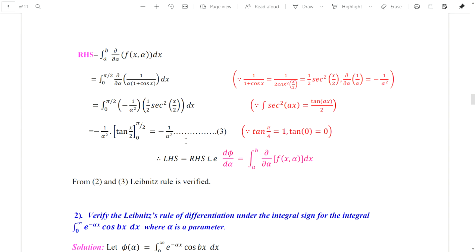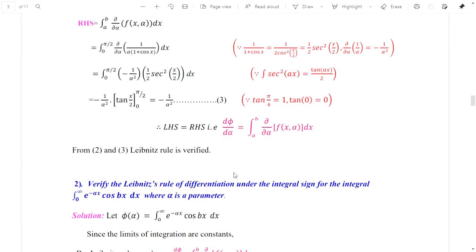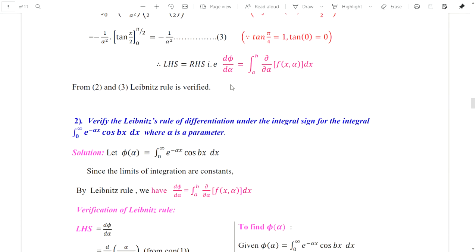Hence LHS is equal to RHS. That is, d phi by d alpha is equal to integral of a to b dou by dou alpha of f of x comma alpha into dx, which is the Leibniz rule. That is what we verified till now. So we considered LHS and we found the LHS value. We considered RHS and we found the RHS value, and we proved that those two are equal. Hence Leibniz theorem is verified. And here the limits of the integration are constants. So this is the Leibniz's formula.